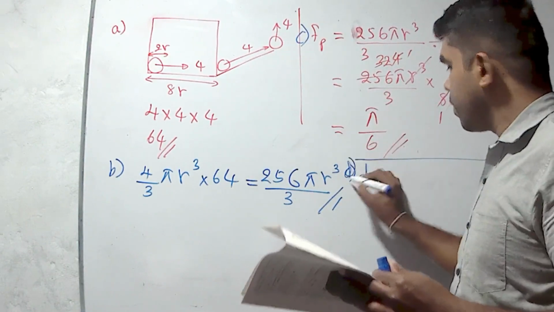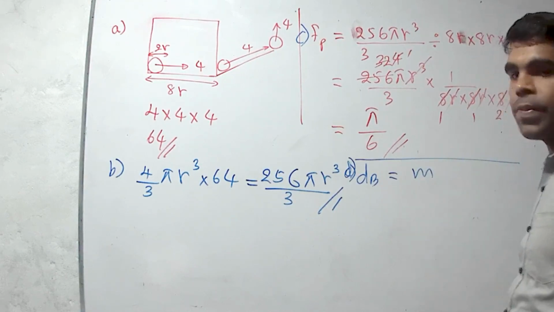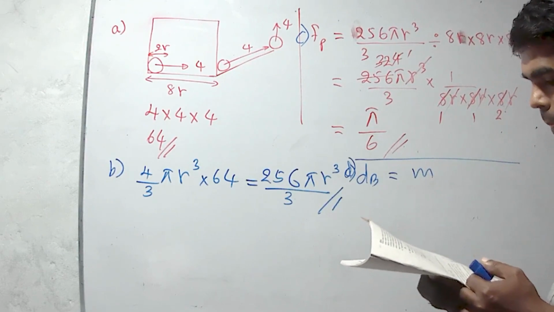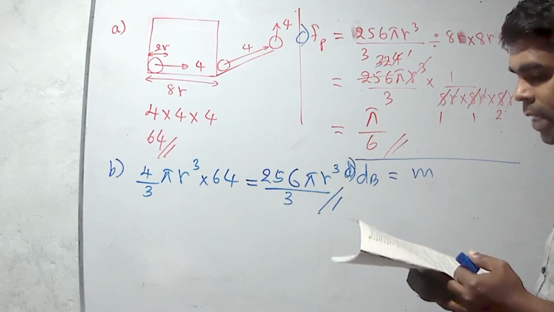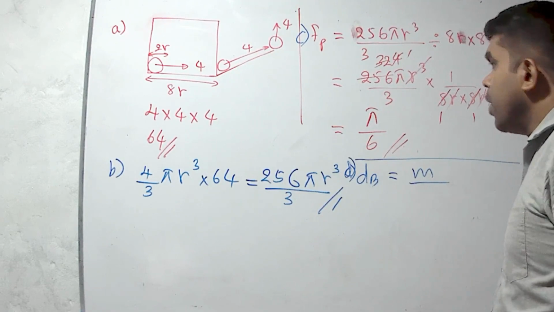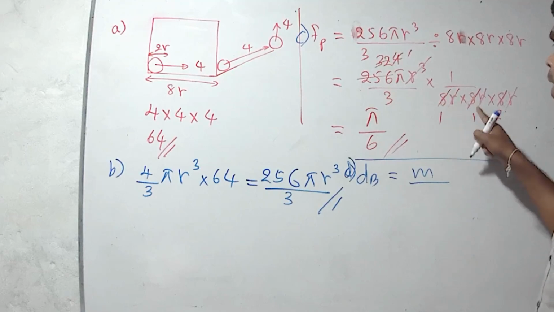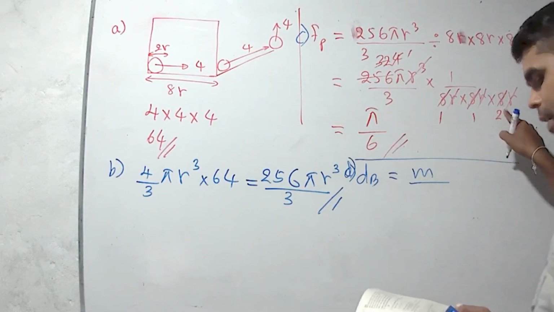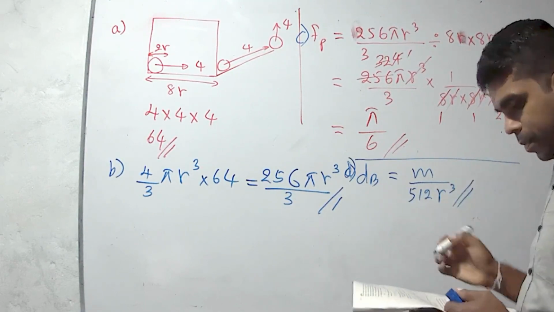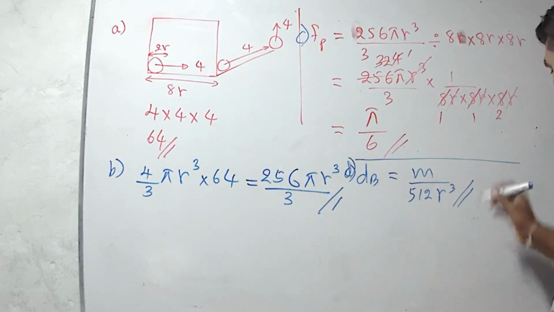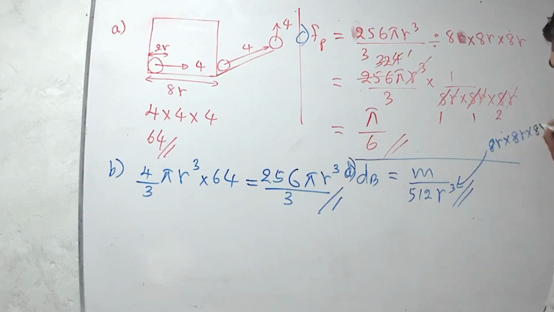Bulk density means total mass of spheres divided by the volume of the fully packed container. It means volume of container. Volume of container is 8R into 8R into 8R. 8 into 8, 64. 64 into 8, 512 R cube. You have to substitute 8R into 8R into 8R.